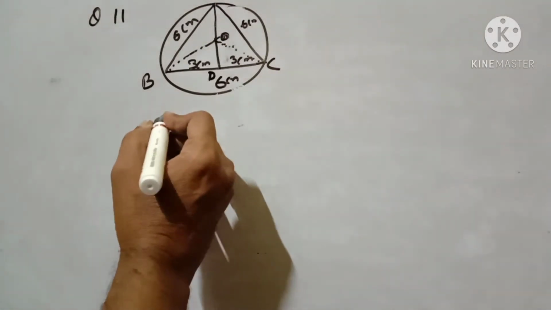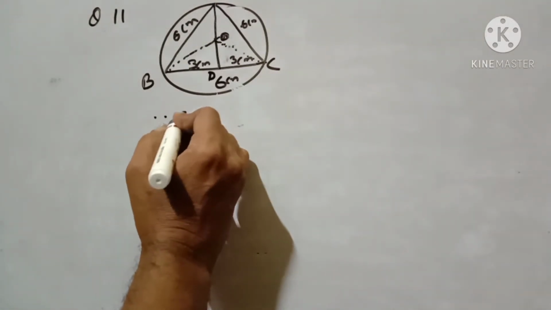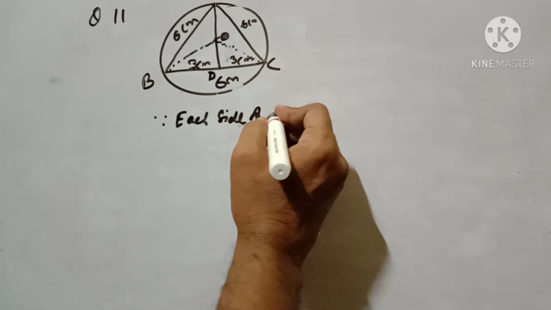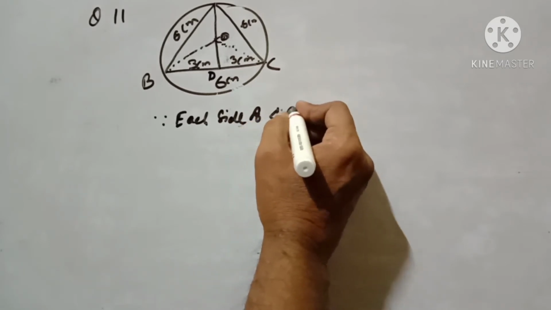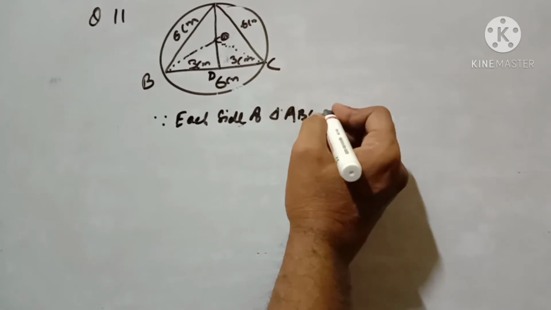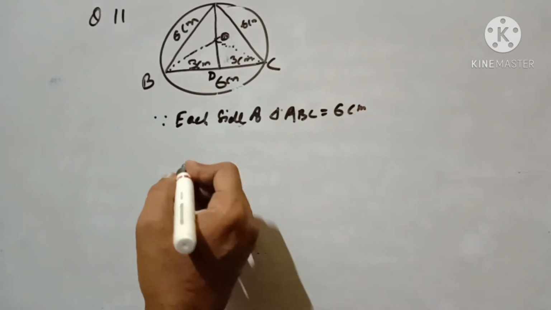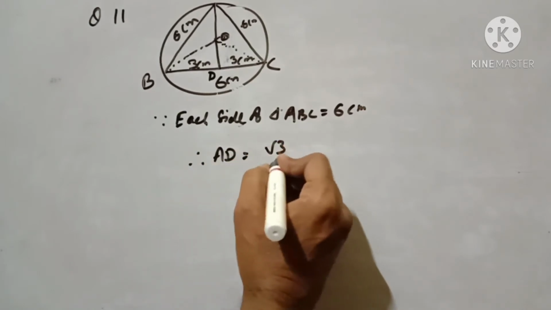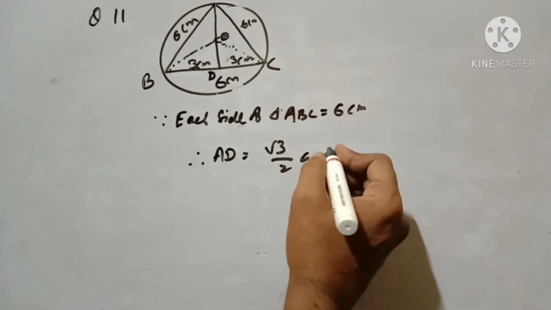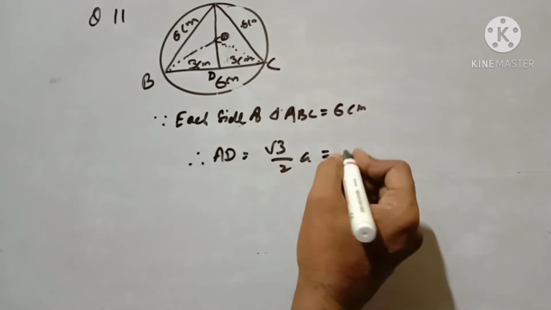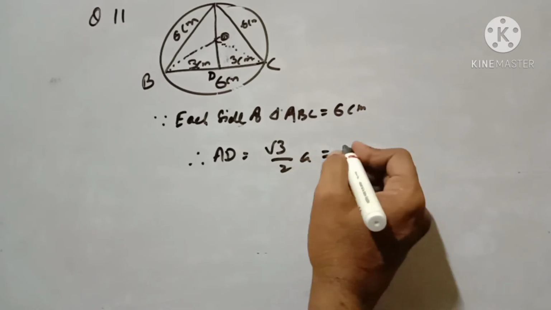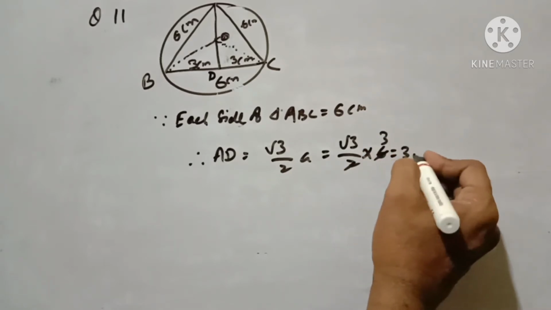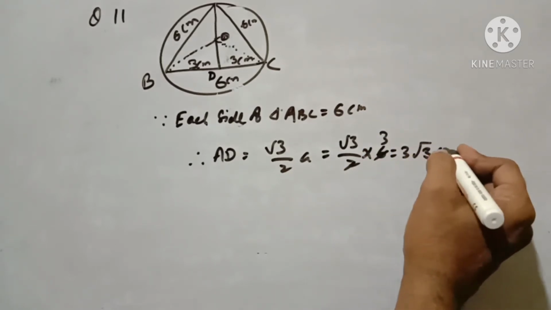So as we know from mensuration, since each side of triangle ABC is given 6 centimeter, therefore AD equals what? By mensuration we know root 3 by 2 a. Root 3 by 2 a here. So AD equals root 3 by 2 into 6. This is 3, so this will be 3 root 3 centimeter.